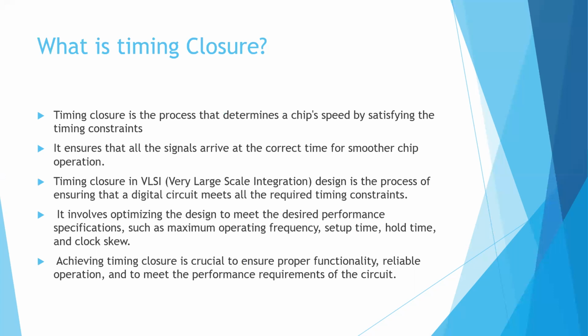What is timing closure? Timing closure in VLSI is the process of ensuring that the digital circuit meets all the required timing constraints. We have different timing constraints like maximum operating frequency, setup time, hold time, clock skew, and all different types of constraints are there. So the main aim of the timing closure is the chip's speed. It determines the chip's speed by satisfying the timing constraints for a smoother chip operation.